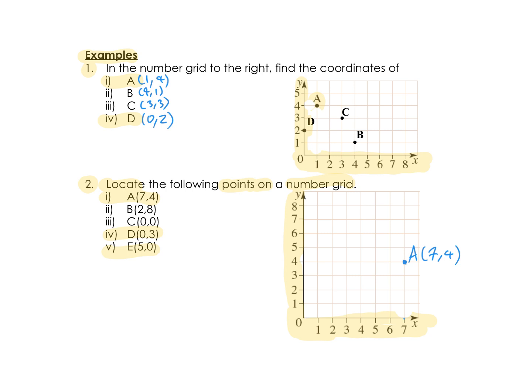B was 2 on the x-axis and 8 on the y-axis. So 2 on the x-axis and then 8 on the y-axis. B, 2, 8. C was 0, 0. So 0 on the x-axis, 0 on the y-axis. There it is. Don't go anywhere. Here's another one for you to do. D, 0 on the x-axis and 3 on the y-axis. So it's just there.